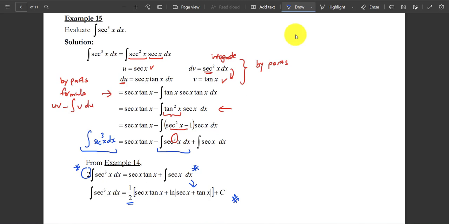Harap boleh check, boleh tengok slowly. Harap boleh faham. Dan nanti kita akan cuba buat untuk cosecant cube x.